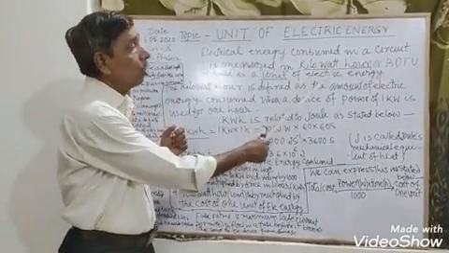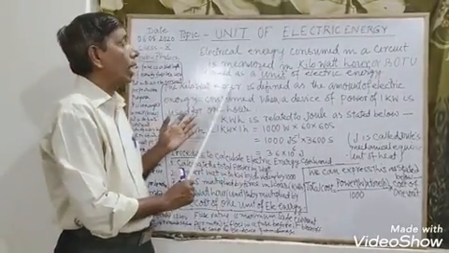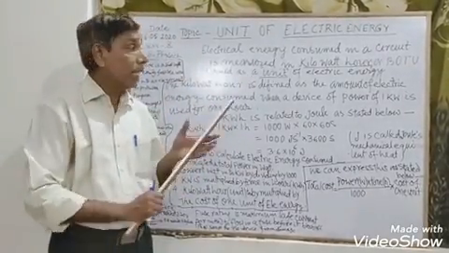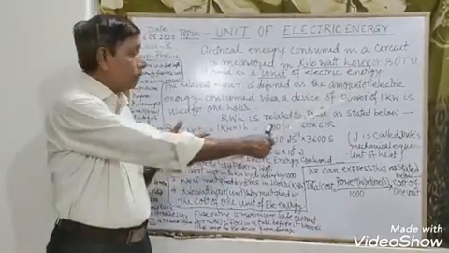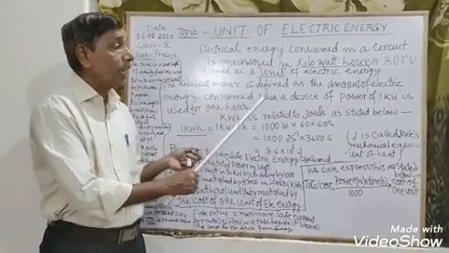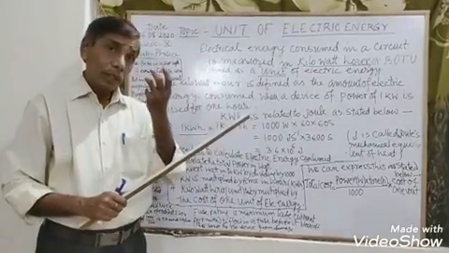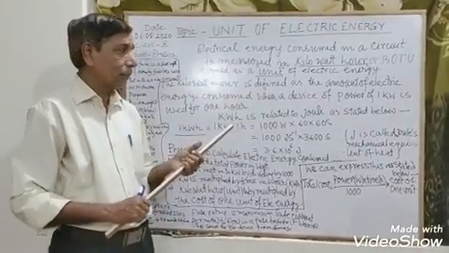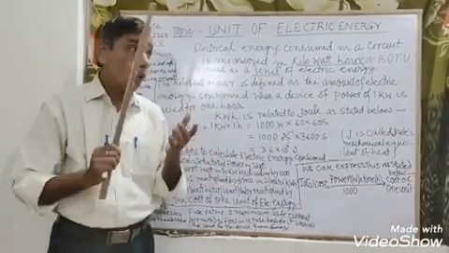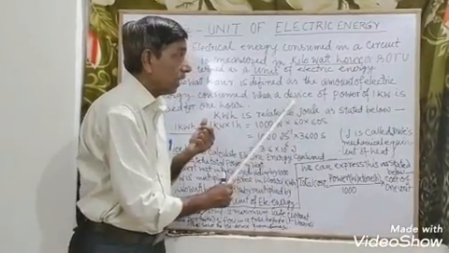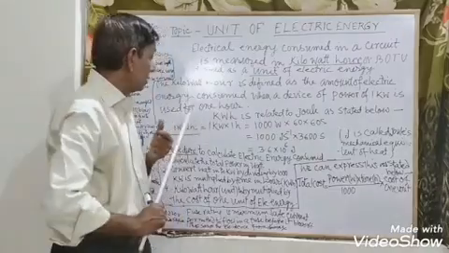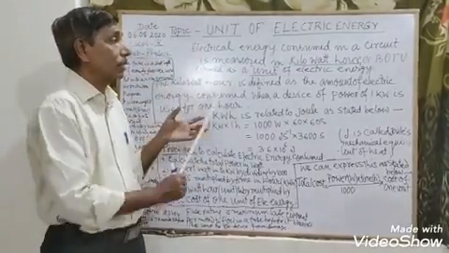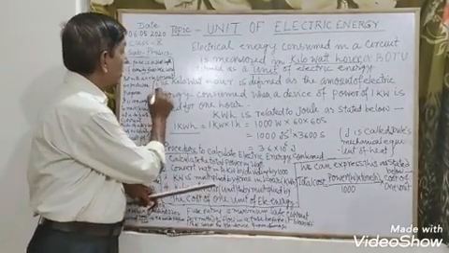Now, this 1 kilowatt hour, what is 1 kilowatt hour? 1 kilowatt hour is defined as the amount of electric energy consumed when a device, any sort of device, it may be a heater, an electric bulb or any sort of electrical gadget, of power 1 kilowatt is used for time 1 hour. And that is known as 1 kilowatt hour.